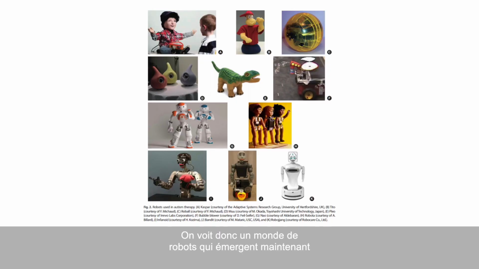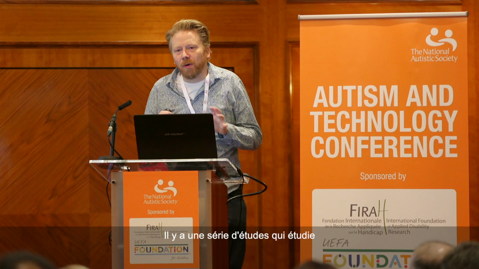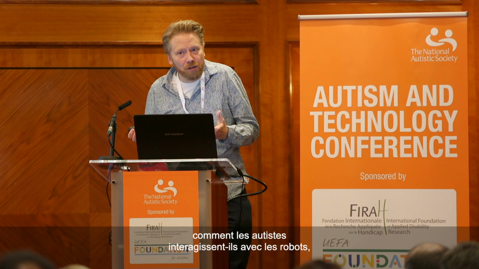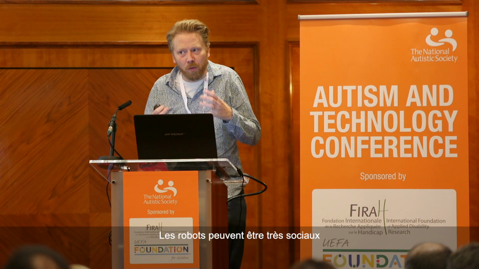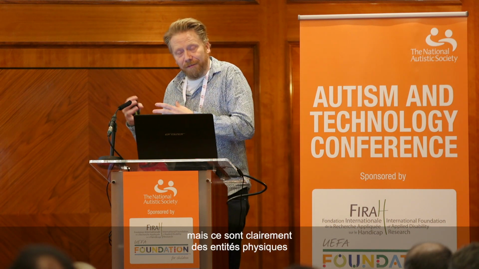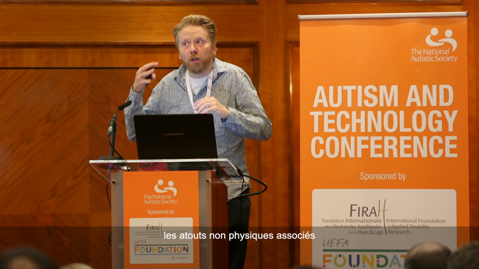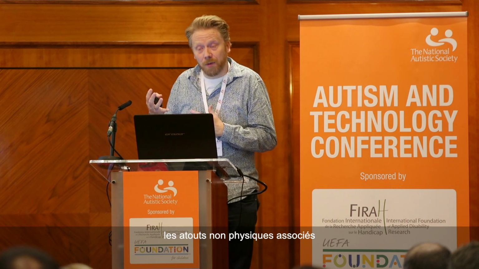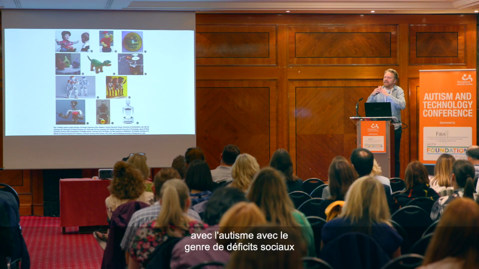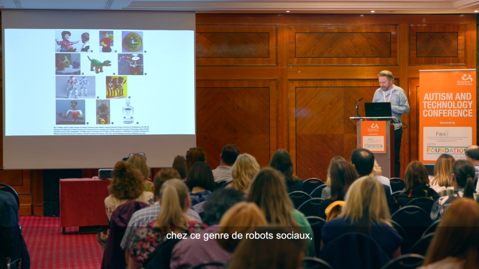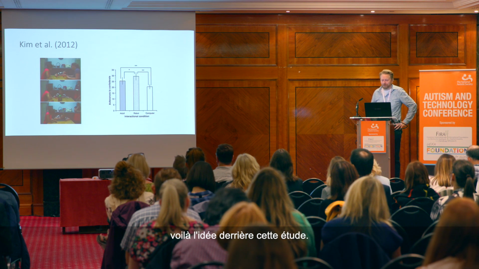And you can see a wealth of robots that are now emerging that have a whole range of different levels of how human they look, or whether they're animal-based, or actually look like robots always did. And a series of studies look at how autistic people interact with robots. Robots can be quite social, but they are clearly physical entities. So is there a way of bridging the non-physical strengths associated with autism with the social deficits in these kinds of social robots? That tends to be the thinking behind this kind of work.